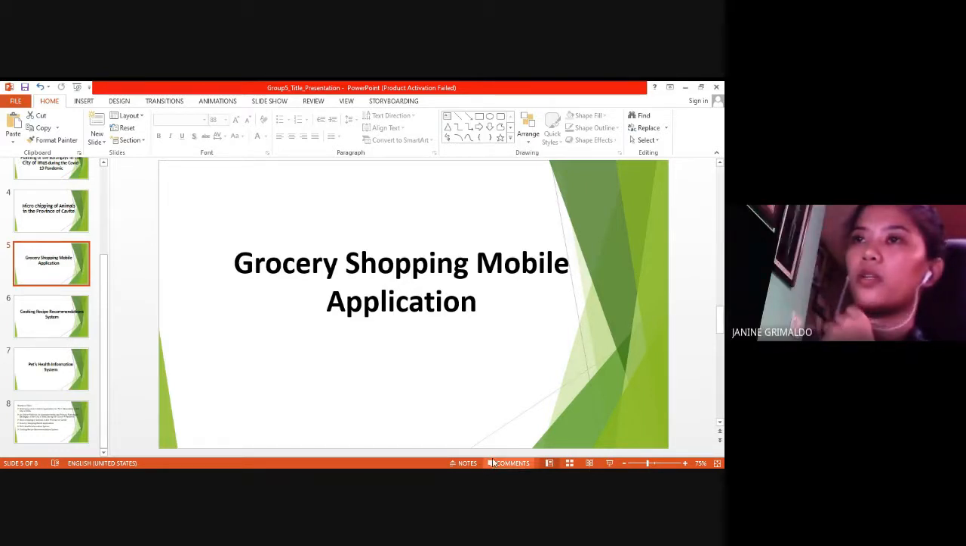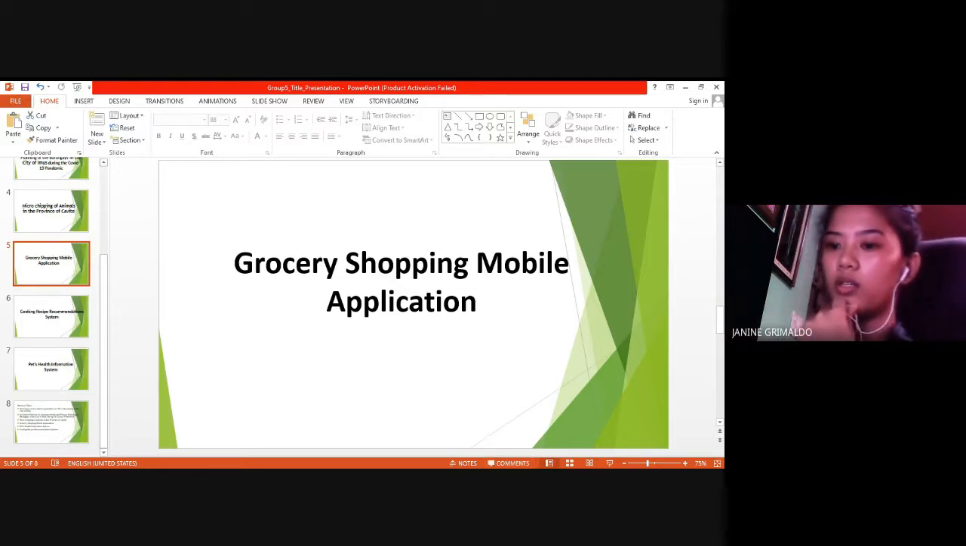Grocery shopping mobile application. The reason why I chose this study is that many people are afraid to leave the house, and there are also some people who are not allowed to go out, especially those below 18 and above 65 years old, which is enforced for their own safety. So I am developing this grocery shopping application where they can choose what they want to buy in stores based on the location that they entered when they log in to the application.